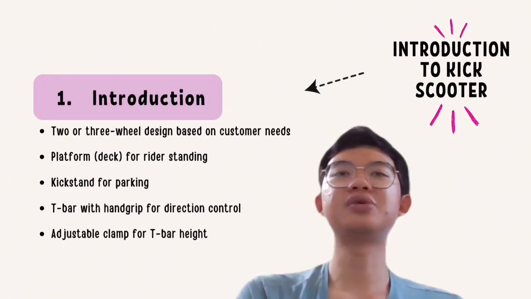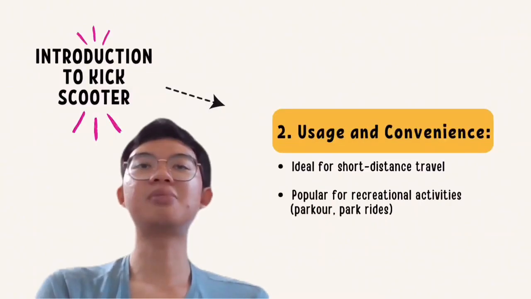First, let me introduce you to the definition of a kick scooter. It is a vehicle that has a platform for the rider standing, a kickstand for parking, a T-bar with hand grip for directional control, and also an adjustable clamp for T-bar height. The number of wheels can be 2 or 3 based on the customer needs.